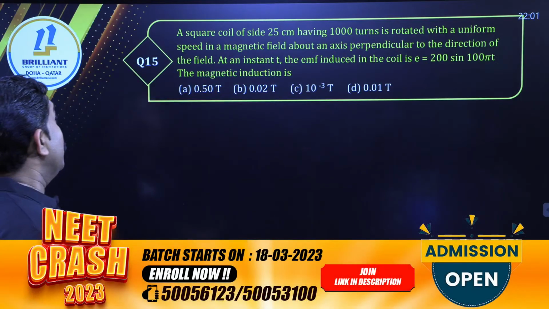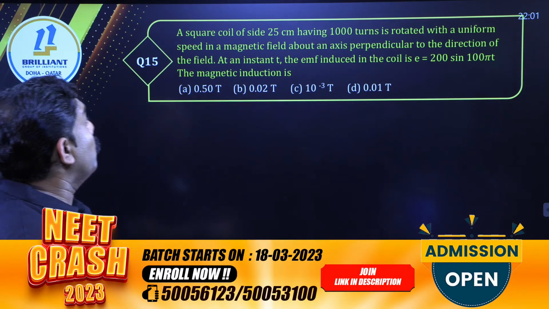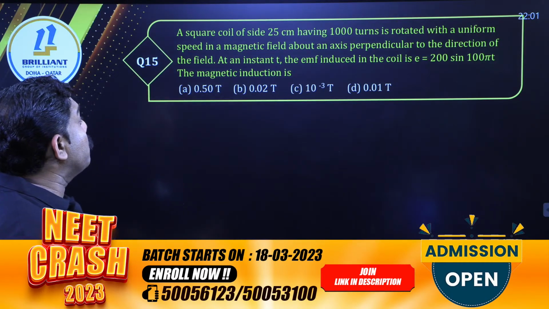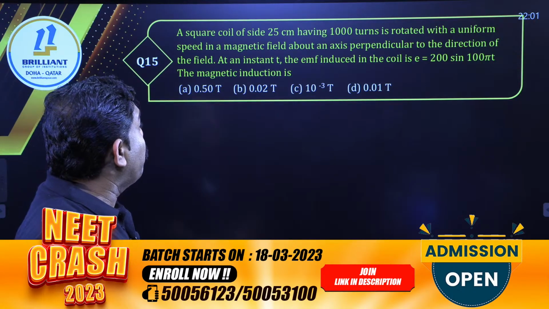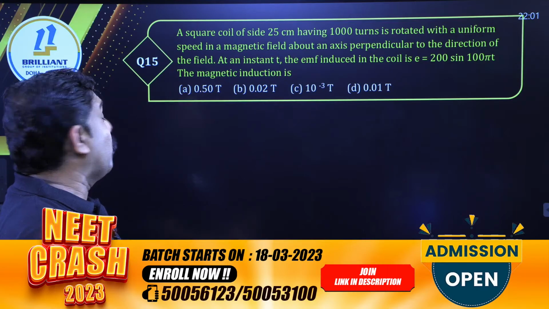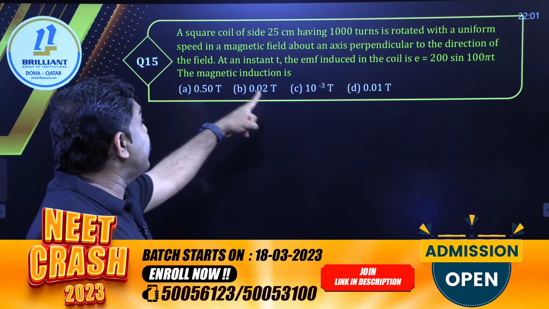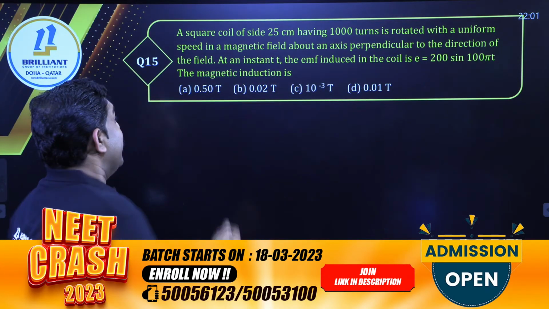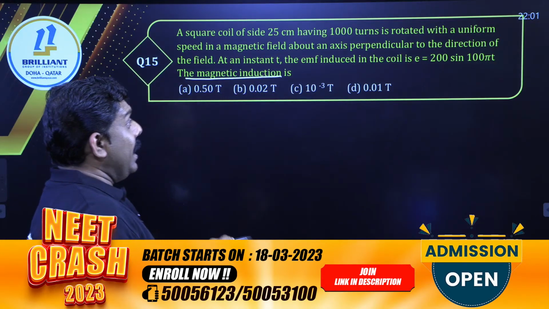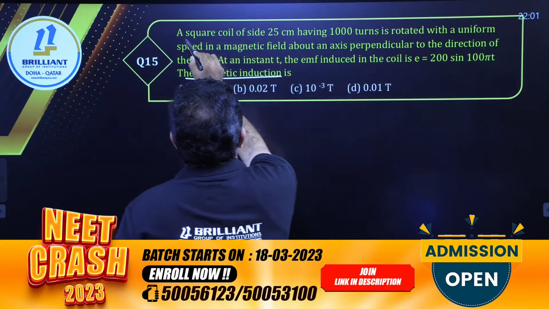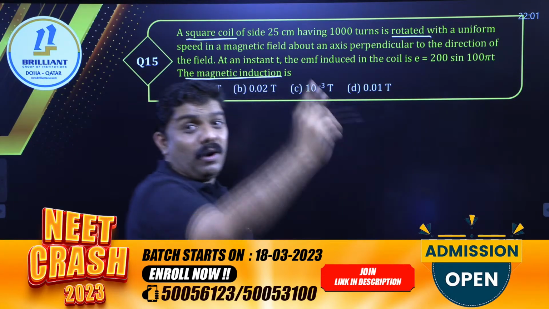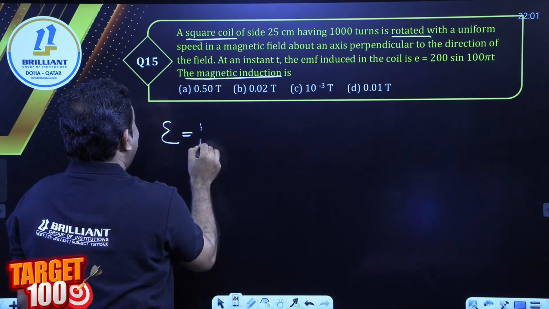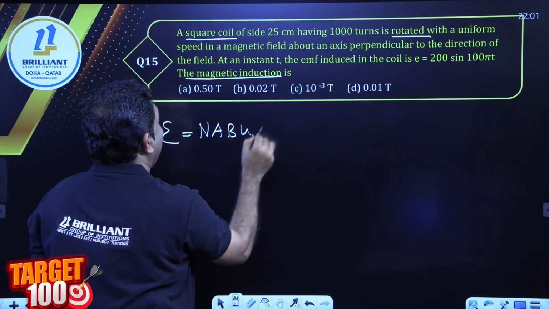Now the next question. A square loop of side 25 centimeter having 1000 turns is rotated with a uniform speed in a magnetic field about an axis perpendicular to the direction of the field. At an instant, the EMF induced in the coil is 200 sin 100 pi t, the magnetic induction. I am explaining. The question here is a square coil rotating. So as I said before, which formula? The induced EMF equation, NAB omega, we are using.